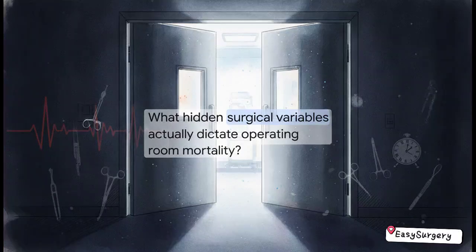But to wrap up this explainer, I want to leave you with a thought. If the ASA score perfectly predicts a patient's baseline risk coming through those double doors, what hidden variables on the operating table actually dictate mortality that we still need to learn to account for? Think about that the next time you scrub in.